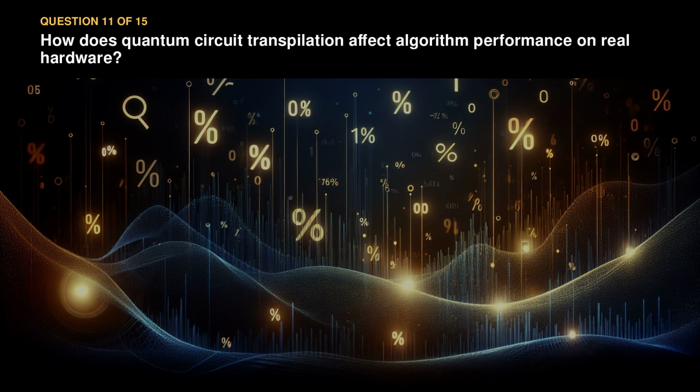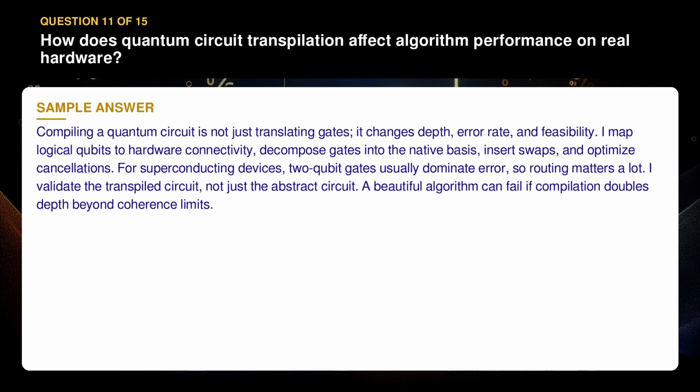Question 11. How does quantum circuit transpilation affect algorithm performance on real hardware? Compiling a quantum circuit is not just translating gates, it changes depth, error rate, and feasibility. I map logical qubits to hardware connectivity, decompose gates into the native basis, insert swaps, and optimize cancellations. For superconducting devices, 2-qubit gates usually dominate error, so routing matters a lot. I validate the transpiled circuit, not just the abstract circuit. A beautiful algorithm can fail if compilation doubles depth beyond coherence limits.